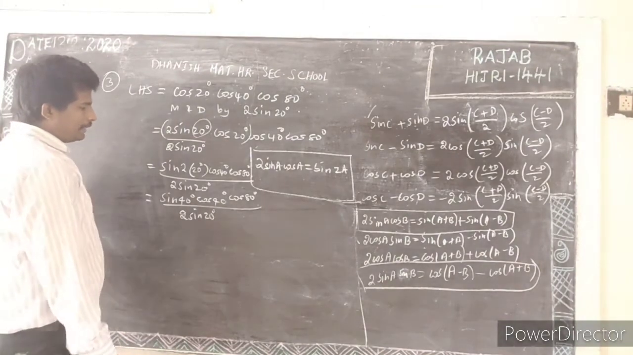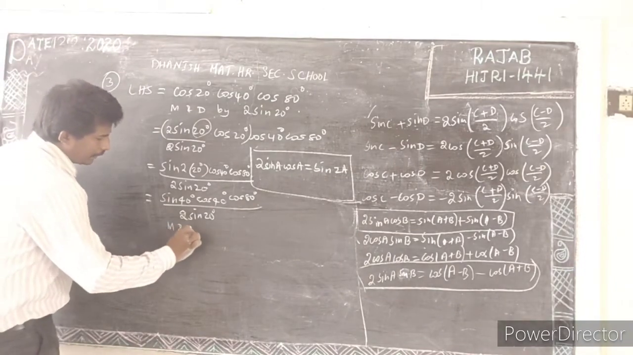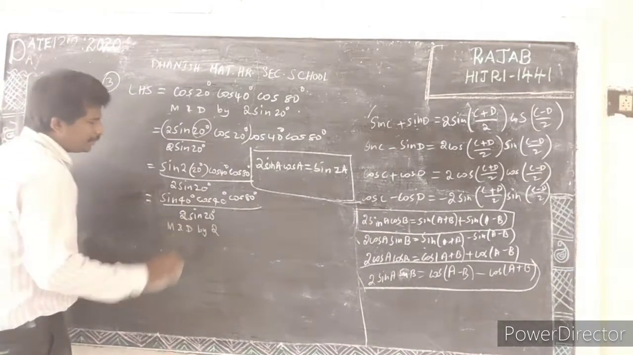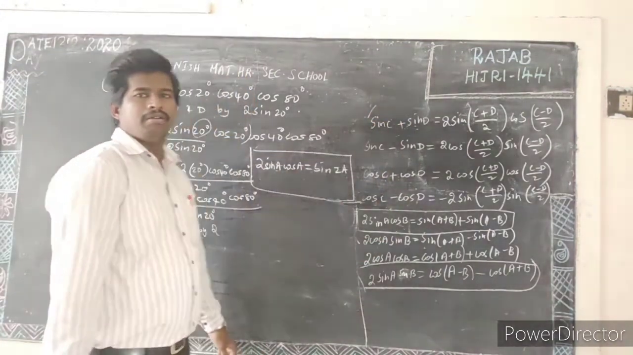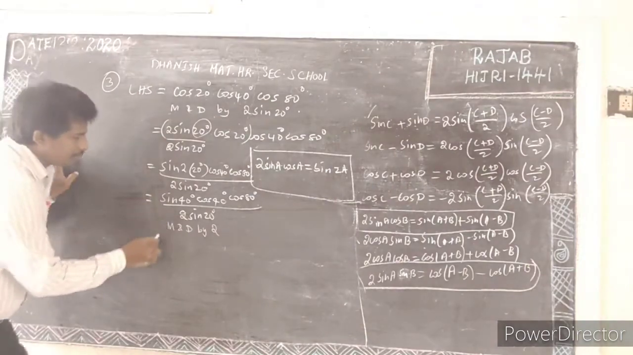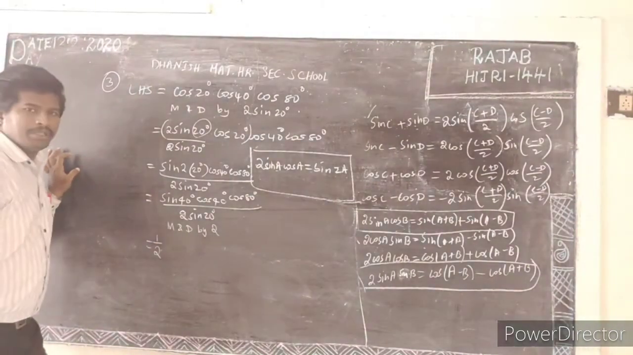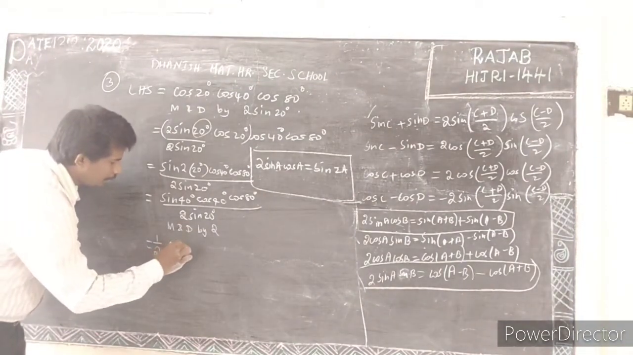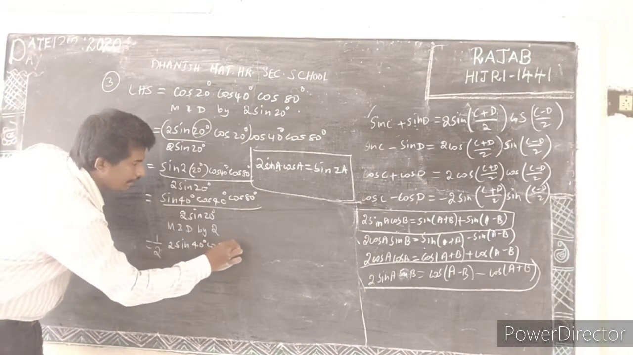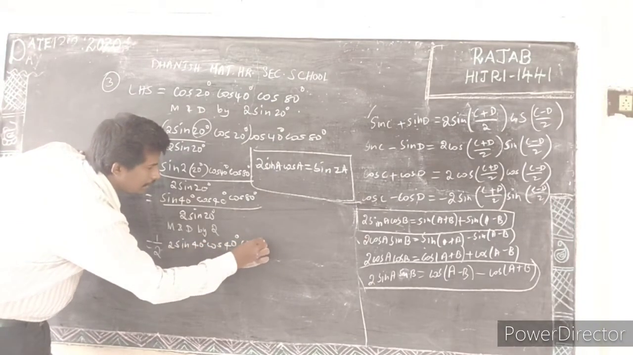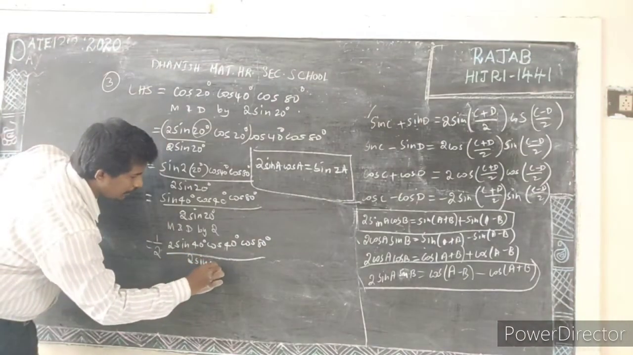Now I am going to multiply and divide by 2 in order to get the required form, the LHS of the formula. So we will have 1 by 2 into 2 sin 40 degree cos 40 degree cos 80 degree by, here we are having 2 sin 20 degree.